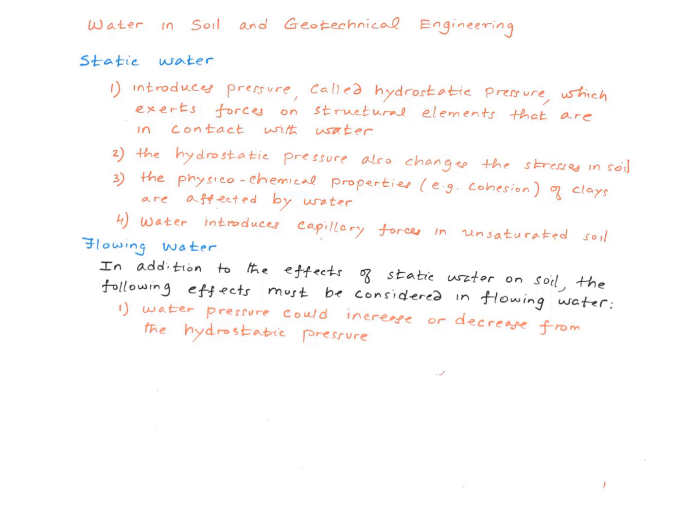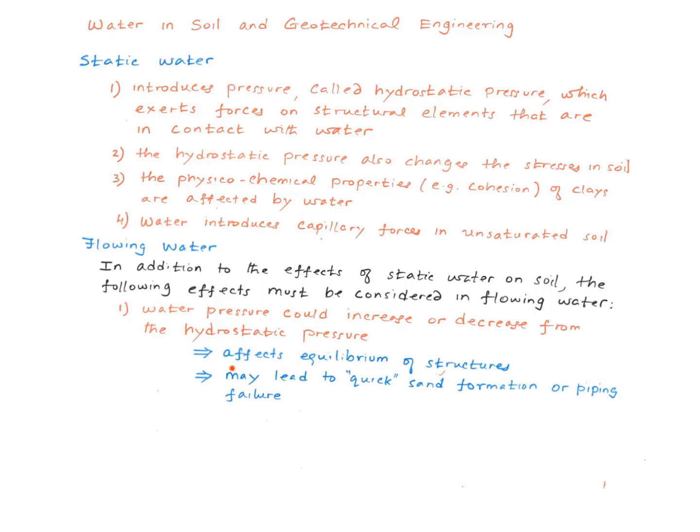For example, pressure in the water could either increase or decrease from the hydrostatic pressure. This change affects the equilibrium of the structure, sometimes in an adverse manner. The change also could lead to the formation of quicksand or piping failure. When you have seepage, water is flowing from one point to another, which usually gives you problems.